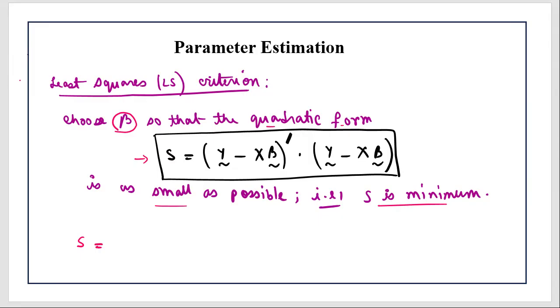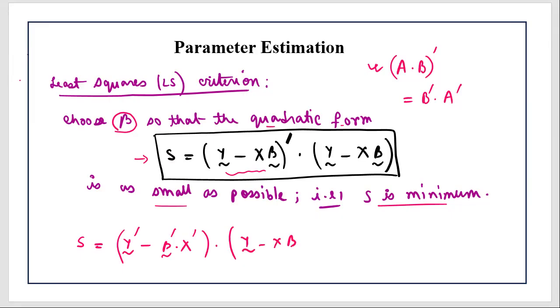So if you have to minimize this S, what will we do? Simply first expand this thing. Now understand what is (A beta)'. This is simply beta transpose into A transpose. This is the product rule for transpose, right? So if you expand this S expression, firstly you will have y curl prime, since you are taking the transpose inside, so y curl prime minus (x beta curl) transpose. (x beta curl) transpose will be beta curl transpose into x transpose, by this rule: (AB) transpose is B transpose A transpose. This will be the first term, and the second term will be as it is.